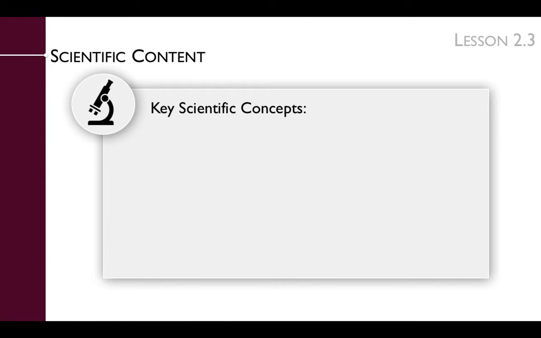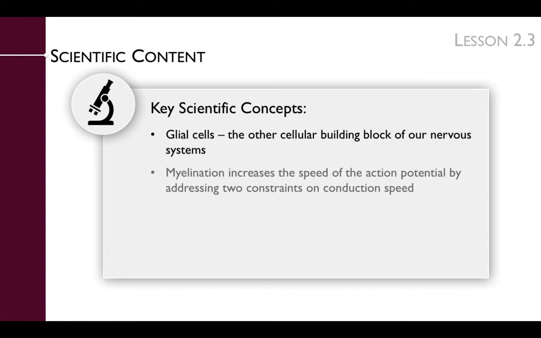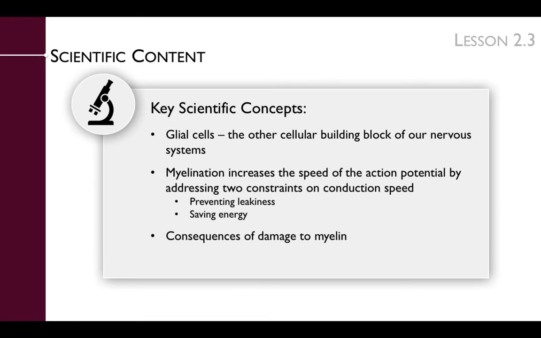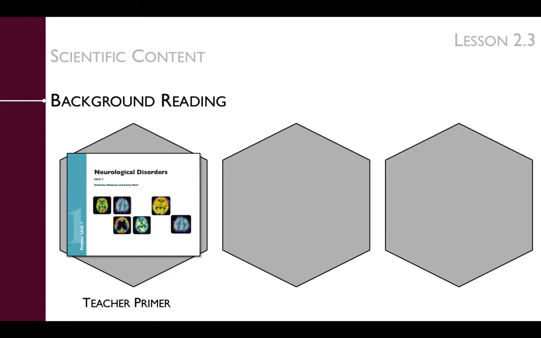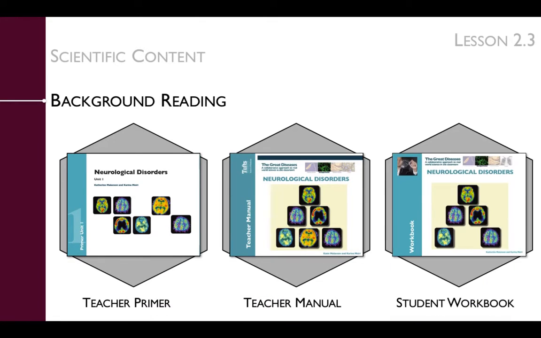To prepare for this lesson, you'll need to review the key scientific concepts that were presented in it. Those concepts are that glial cells are the other cellular building block of our nervous system, and that myelination increases the speed of the action potential by addressing two constraints on conduction speed, and does this by preventing leakiness and saving energy. The consequences of damage to myelin, and the development of myelination. You can review this key scientific content in the background reading provided to you in the teacher primer, the teacher manual, and the student workbook.